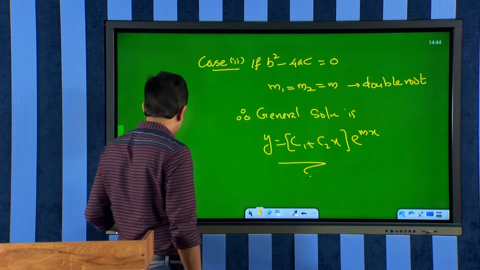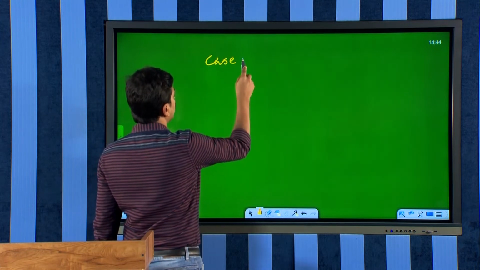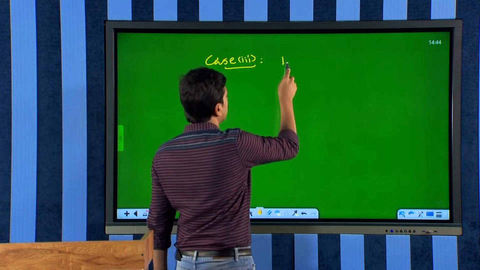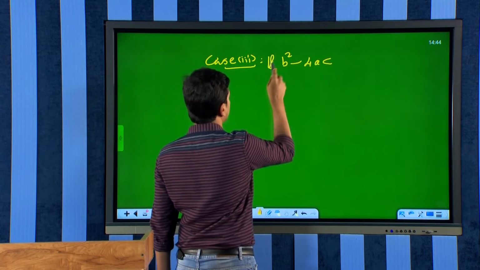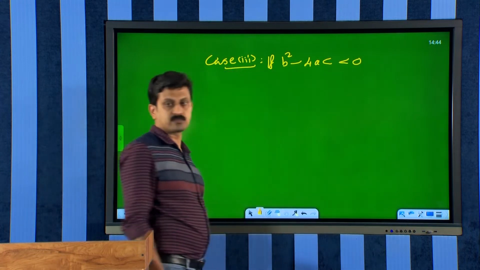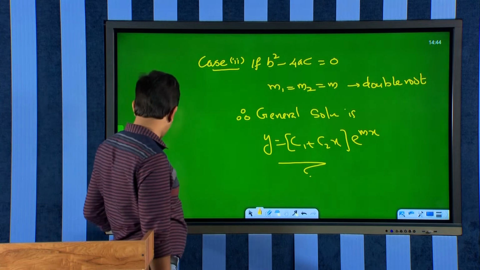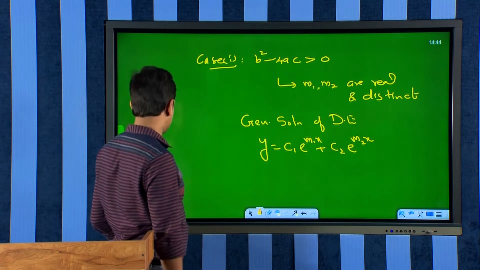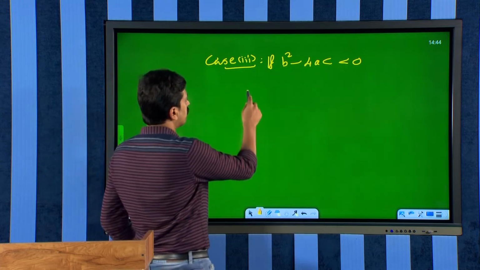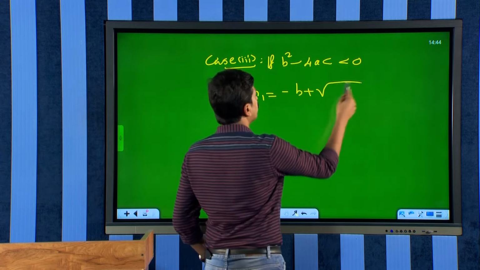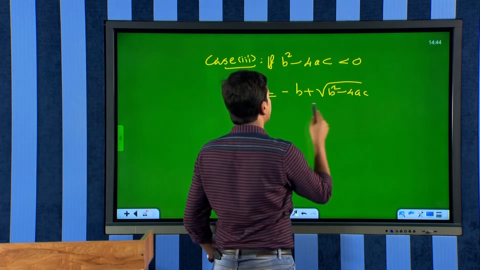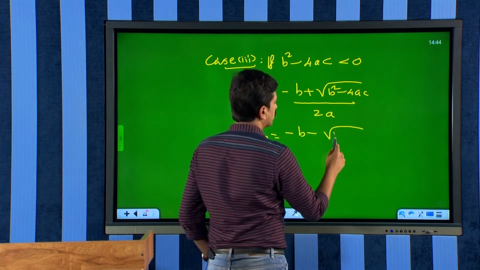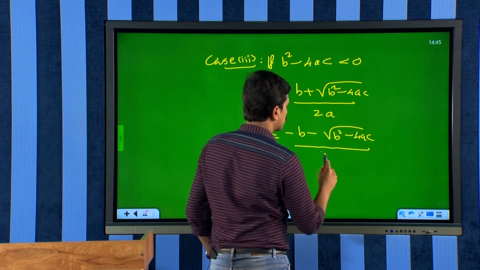Now we move to case 3. In case 3, if the discriminant b square minus 4ac is less than 0, then m1 is equal to minus b plus root of b square minus 4ac divided by 2a, and m2 is equal to minus b minus root of b square minus 4ac divided by 2a.